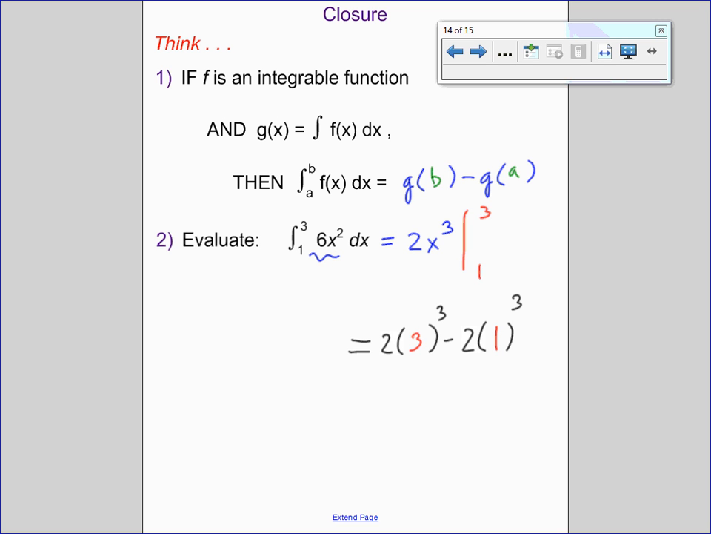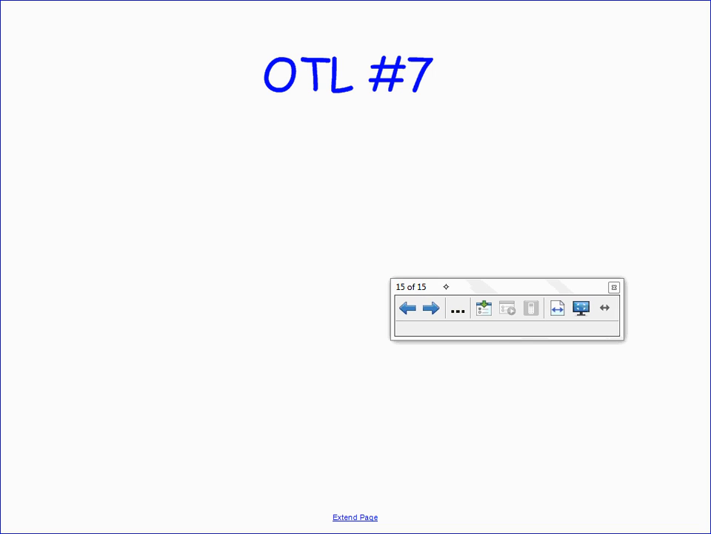And I get 3 cubed is 27 times 2 is 54 minus 2. Go ahead and raise your hand if you already had 52 units, 52 square units. That's awesome, you guys. That's the fundamental theorem of calculus. And you can always tech tip it by using your Math 9. Awesome work, you guys. Don't forget OTL 7 for next time, and I'll go ahead and save the recording.